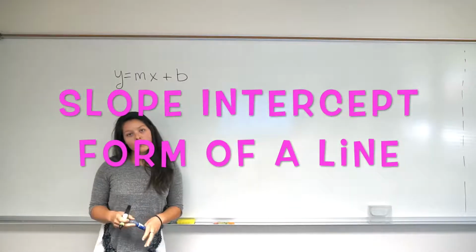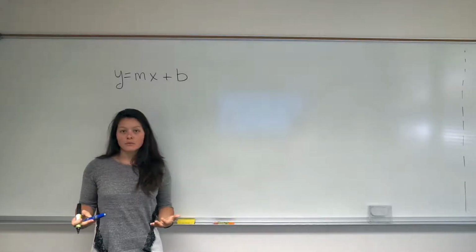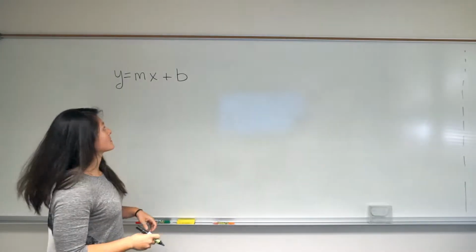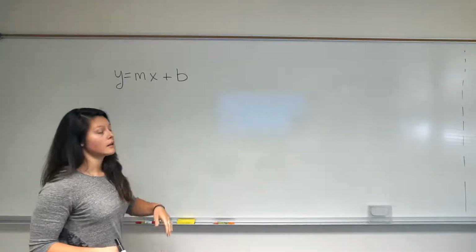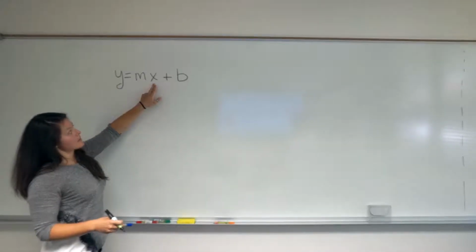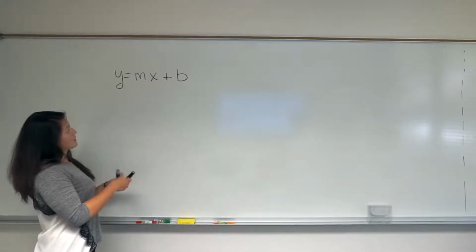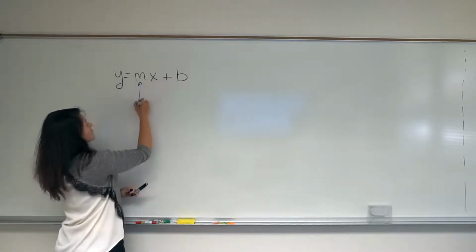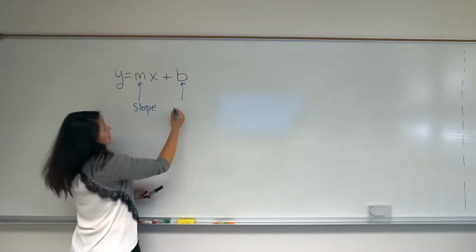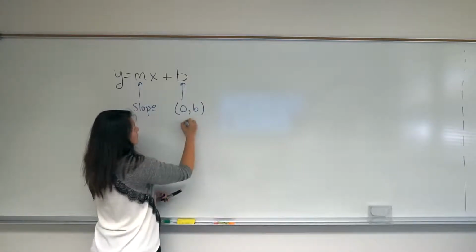Okay, so in this video we're going to talk about equations of lines. Now there's multiple ways to represent the equation of a line, but we're going to focus on what's called the slope-intercept form of a line, which looks like this: y equals mx plus b, where x is your input variable, y is your output variable. M here represents the slope of the line, and b here gives you the vertical intercept, which is the point (0, b).